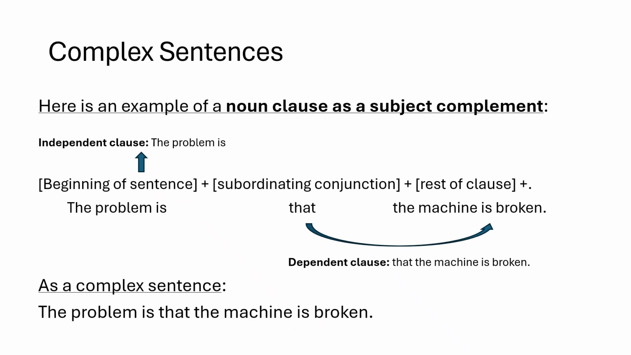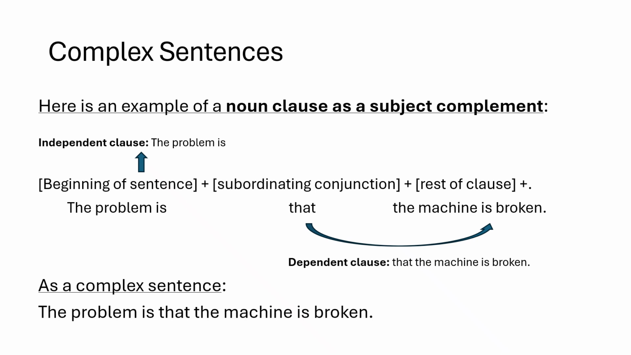Here is an example of a noun clause as a subject complement. Beginning of sentence, plus subordinating conjunction, plus the rest of the clause. The independent clause is, the problem is. Without the dependent clause, that the machine is broken, it could not stand alone. The dependent clause, as the subject complement, expresses the complete idea.